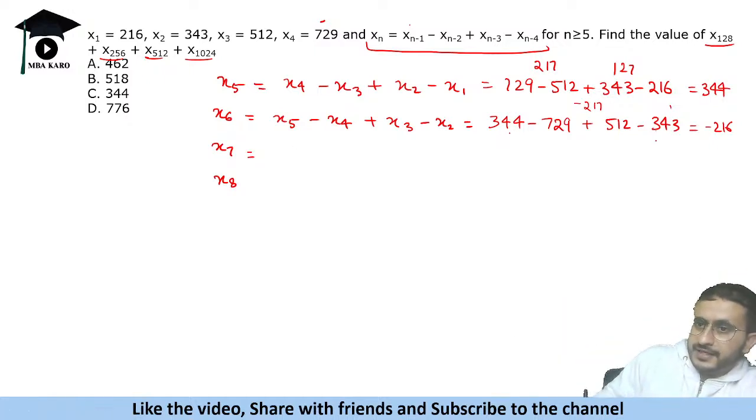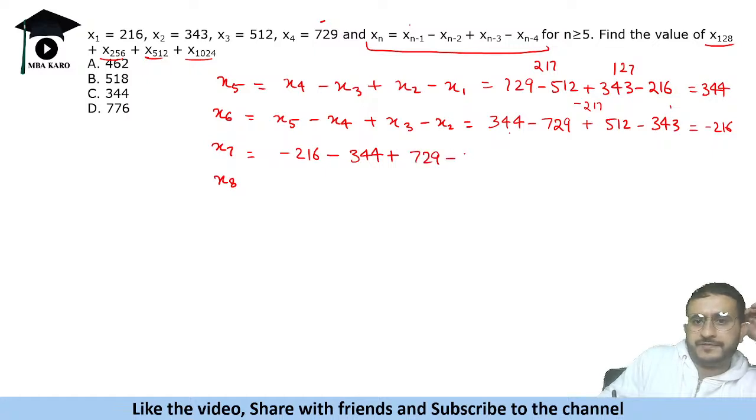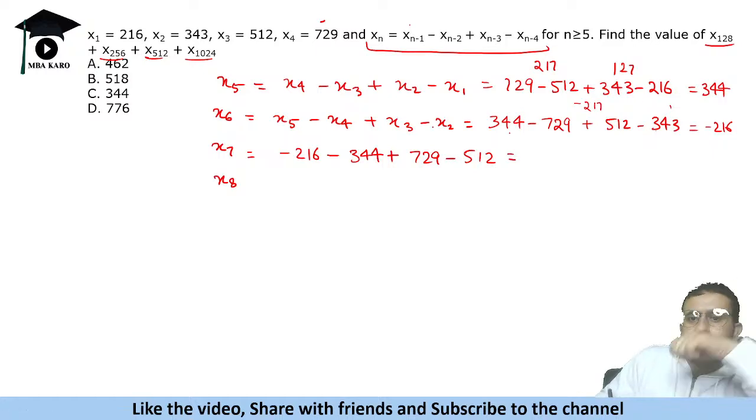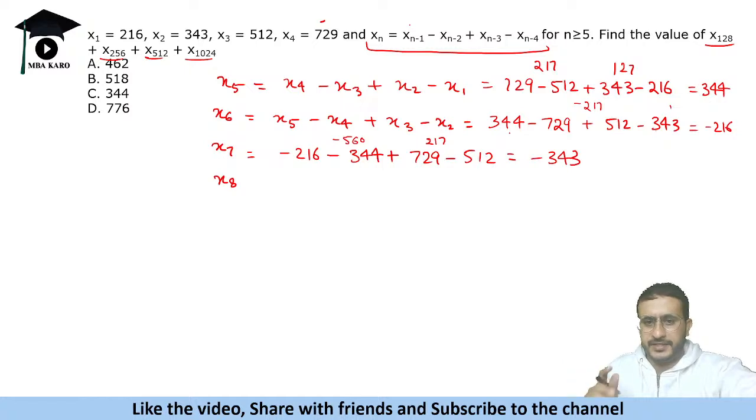Then x7 will be x6 minus x5, that is minus 344, plus x4 minus x3, 729 minus 512. Okay, so this will be minus 560 and this is 217, minus 343 आ गया. So we are seeing some pattern that is being generated.